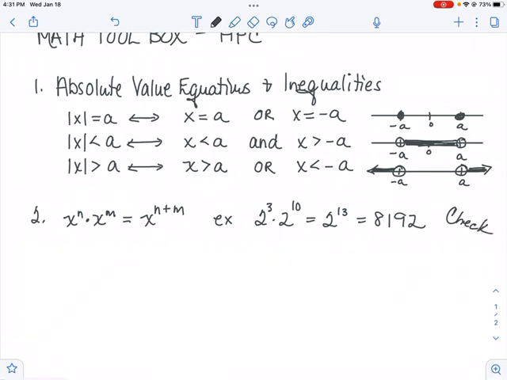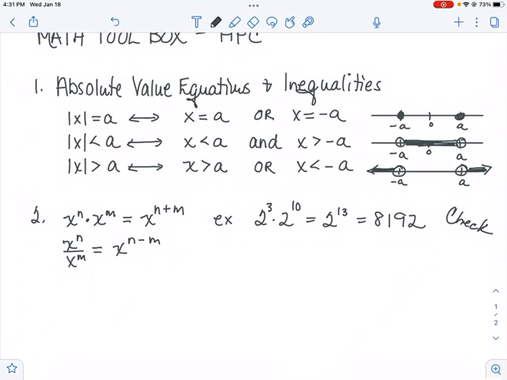Then you have another rule. You have x to the n over x to the m. With that one, we're going to say that that is x to the n minus m. We keep the base, and then we subtract the exponents, top down. So n minus m. An example of that would be, well, I'm going to let that one go.